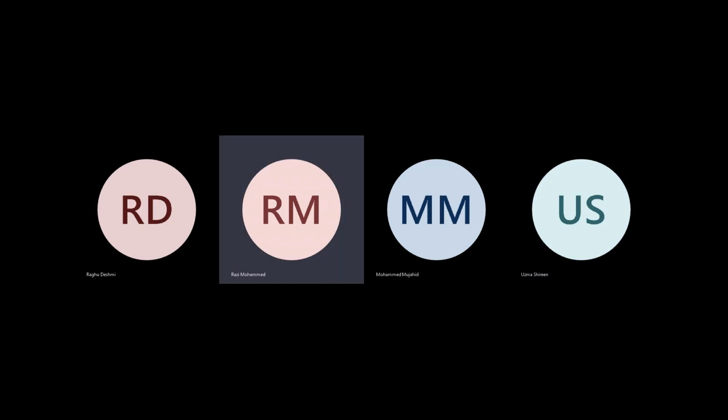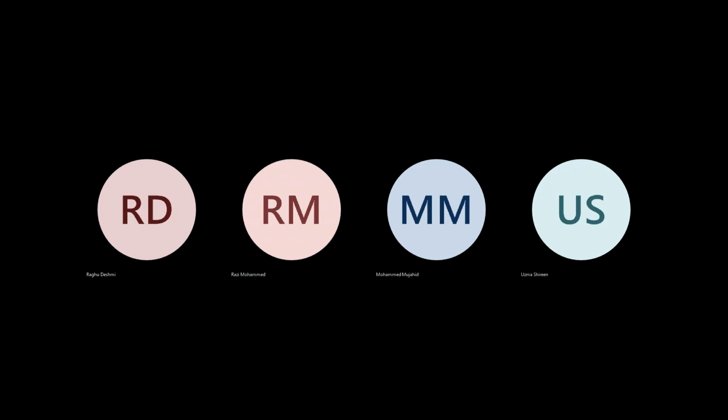Next role. After schema master, we have domain naming master. Schema master is used to store the information. It is a forest-wide role. So in a forest, there is only one schema master role available in a domain controller.